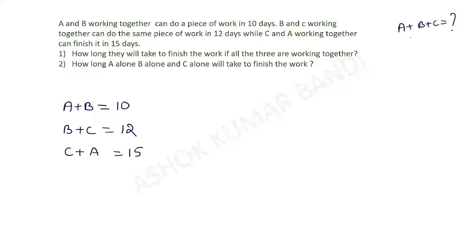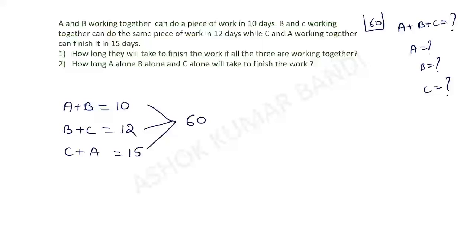Similarly, you need to find out how long A alone, B alone and C alone will take to finish the work. Now guys, think like this. I'm going to modify the problem by using the LCM method. What you are going to do in LCM? First of all, you are going to assume the LCM of the total number of chocolates you have, which is 10, 12, 15, LCM is going to be 60. Assume that you are having 60 chocolates in your packet.